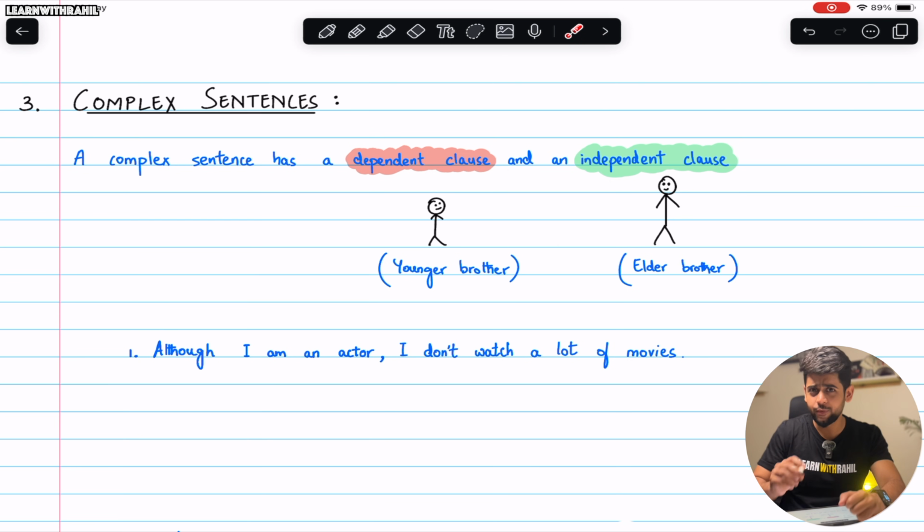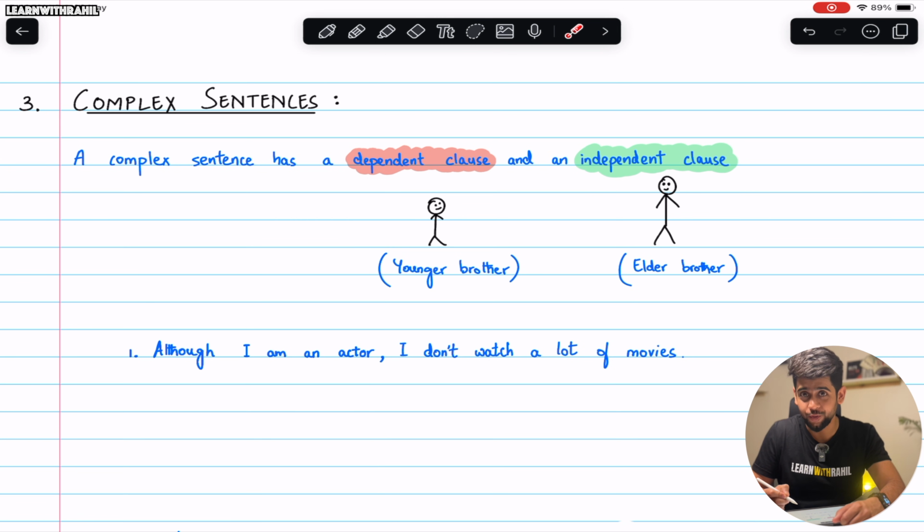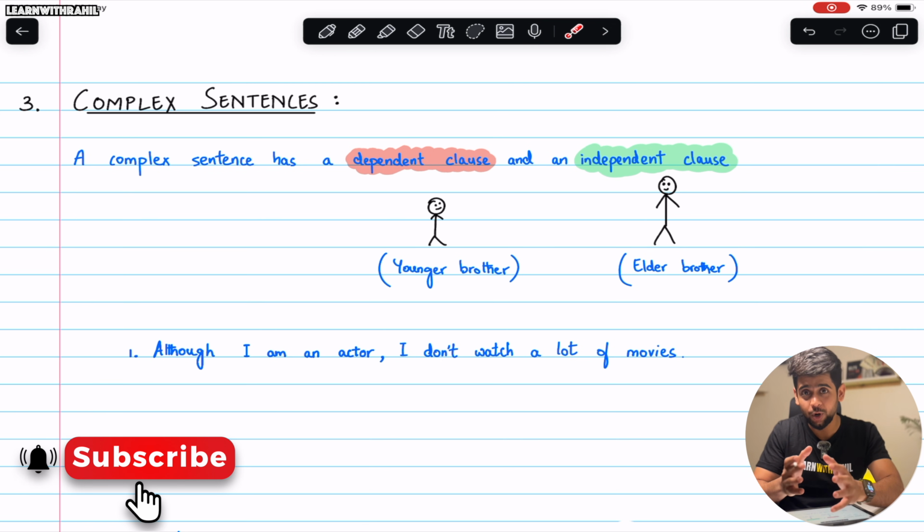Now, I want you to think of it like this. Think of the dependent clause as the younger brother and the independent clause as the elder brother. Now, in a complex sentence, wherever these brothers go, they will always be together. Also, you remember, while making compound sentences, we use coordinating conjunctions. But here, while making complex sentences, you have to use subordinating conjunctions. Words like although, even though, because, etc.